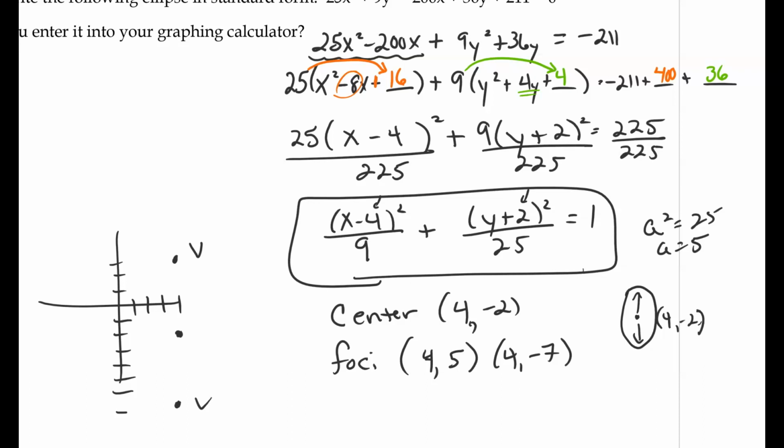I shouldn't call that foci. Oh, my friends, I didn't use the foci. What did I actually use? I used the vertices. Sorry. Let's put that vertices on here.